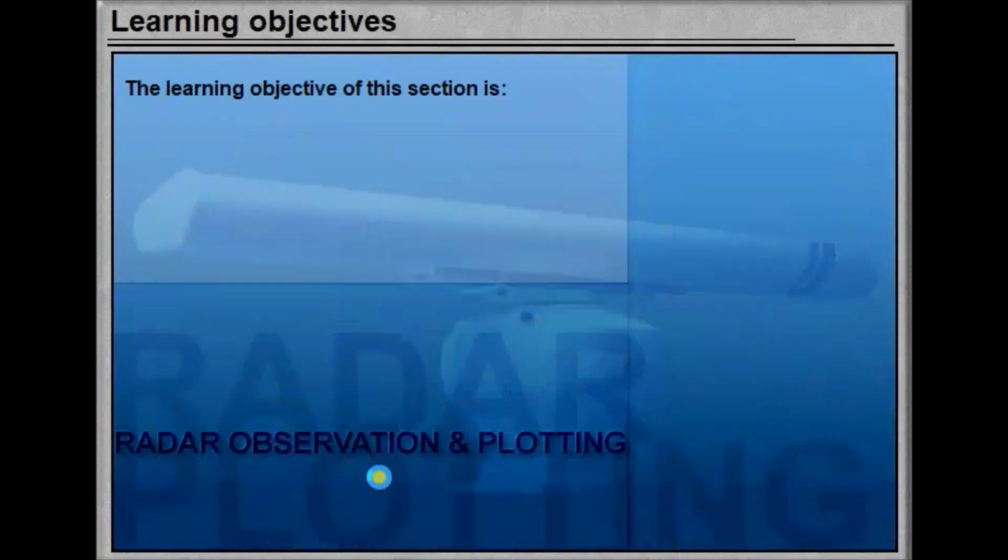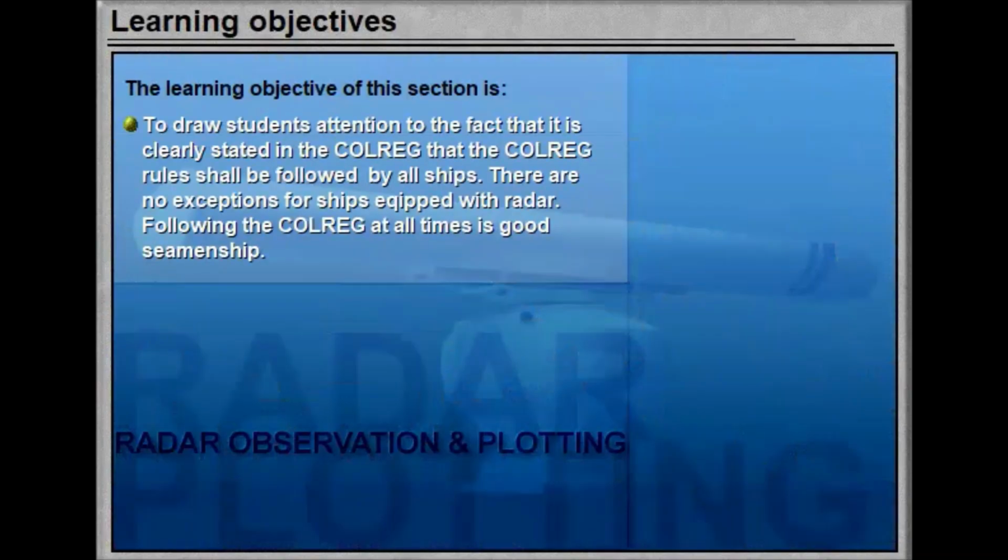The learning objective of this section is to draw the student's attention to the fact that it is clearly stated in the COLREG that the COLREG rules shall be followed by all ships. There are no exceptions for ships equipped with radar. Following the COLREG at all times is good seamanship.